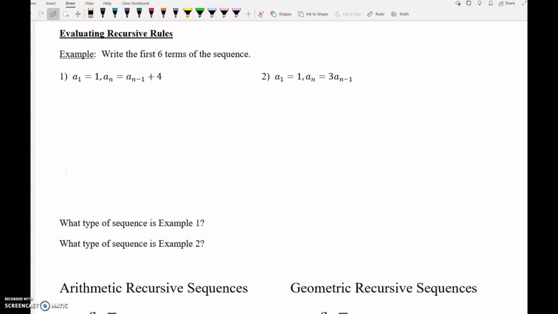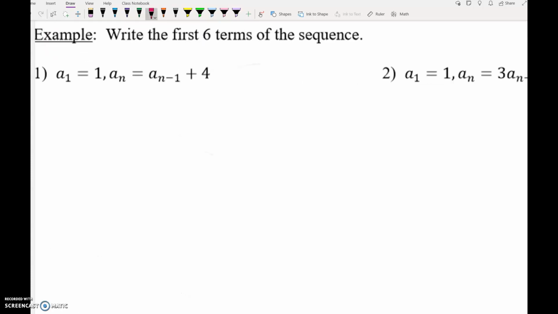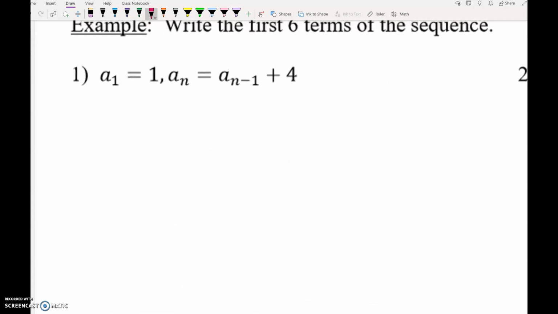Evaluating recursive rules. So in your assignment, it's going to ask you to use this recursive rule to write the first 6 terms of the sequence. And I believe there's like blanks, like first term, blank, second term, blank. So this is a lot of mathematical mumbo jumbo. If you can translate this into English, it goes a lot better. So this is saying our first term is 1. So a sub 1, our first term is 1. That part's done.